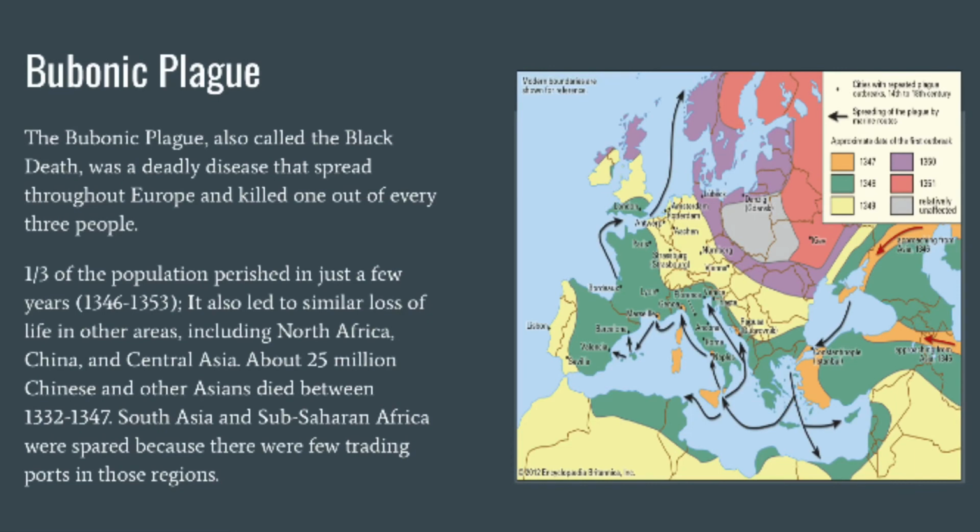The bubonic plague, also called the Black Death, was a deadly disease that spread throughout Europe and killed 1 out of every 3 people. One third of the population perished in just a few years, 1346 to 1353. It also led to a similar loss of life in other areas, including North Africa, China, and Central Asia. About 25 million Chinese and other Asians died between 1332 and 1347. South Asia and Sub-Saharan Africa were spared because there were few trading ports in those regions.